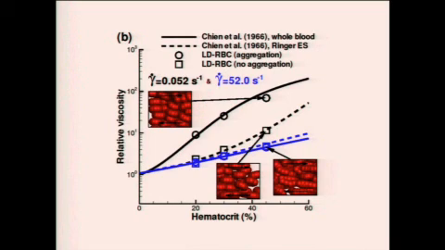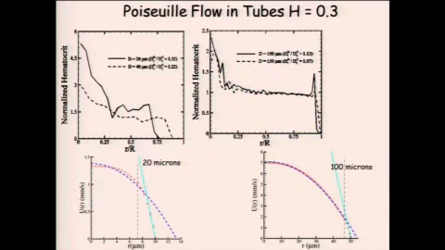We've also calculated the effective concentration. Shin measured the concentration effect and the relative viscosity at various constant shear rates, and he made a nice correlation of it. So you can see that we predict that quite well with our low-dimensional model. Now, what happens in tube flow?